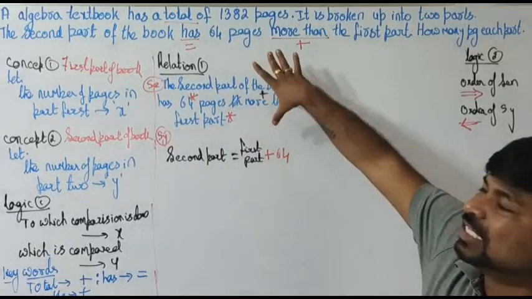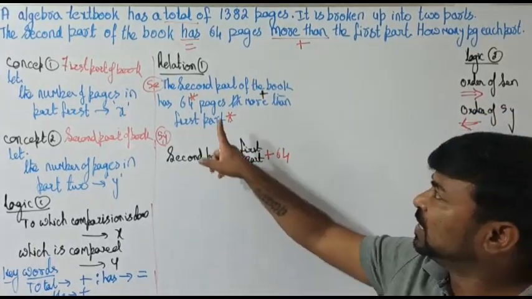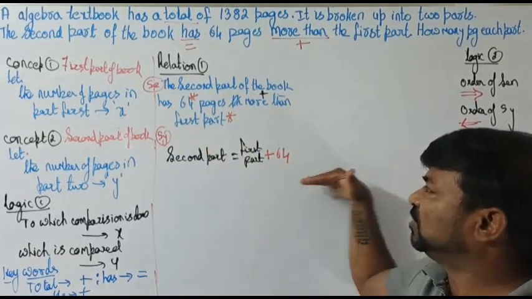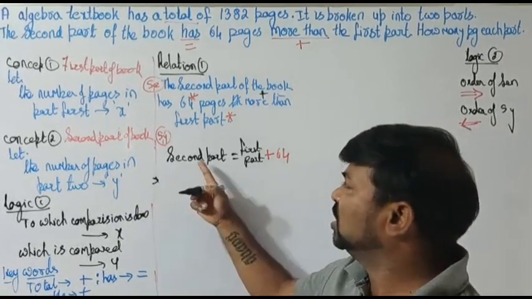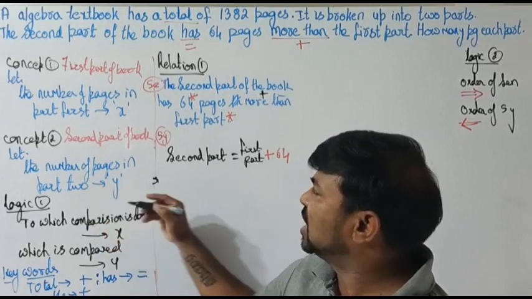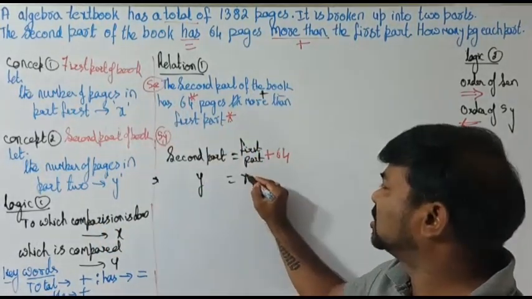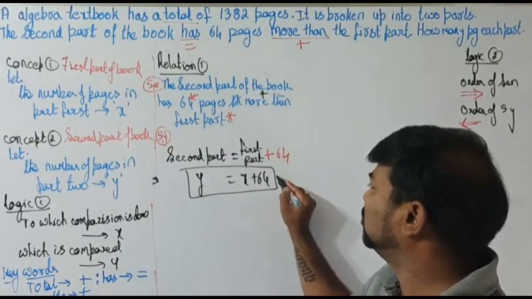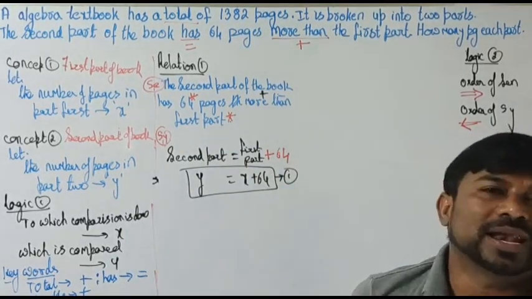This is the sentence being converted in terms of symbols. Please remember, in the sentence 64 is first, but in the symbols 64 is in the reverse. This is the beautiful thing. Now, as usual, the second part is called Y, equals the first part called X, plus 64. So we are done with equation 1. We have framed equation 1 now.